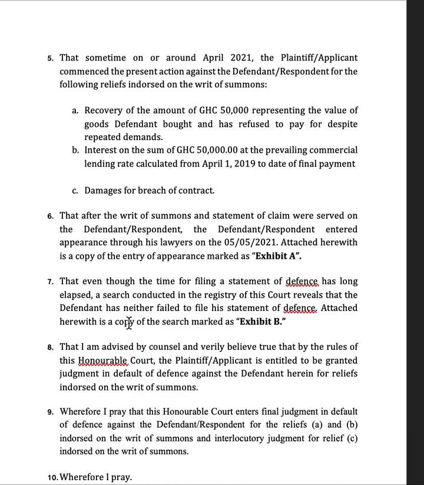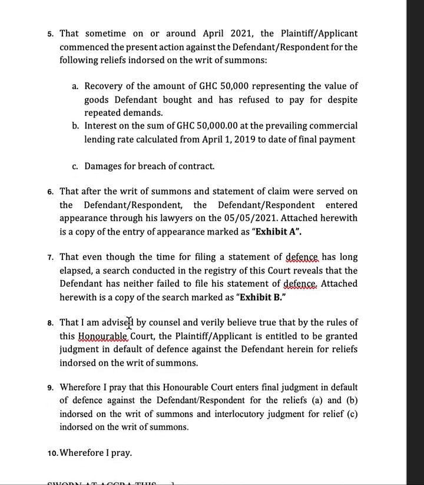So you see, we are adding the appearance because if he hadn't entered appearance, then we would have rather applied for judgment in default of appearance. But you are attaching the appearance to show that he has entered appearance but has not filed a defense. That's why you're applying for judgment in default of defense. So paragraph 6 deals with the appearance. We have attached a copy.